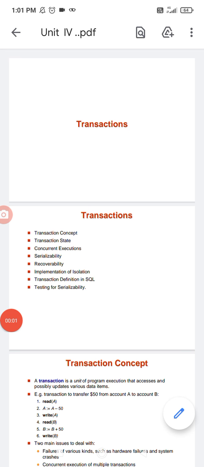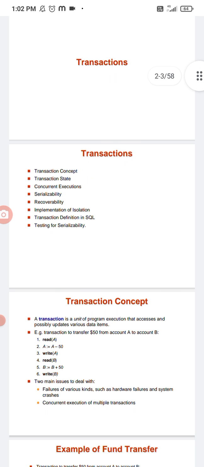Good afternoon everyone. Today we are going to study a new chapter, that is transaction. In the transaction unit we have to learn different things like transaction concept, transaction state, concurrent execution, serializability, recoverability, implementation of isolation, transaction definition in SQL, testing for serializability. Okay, first of all, we have to know the transaction concept.